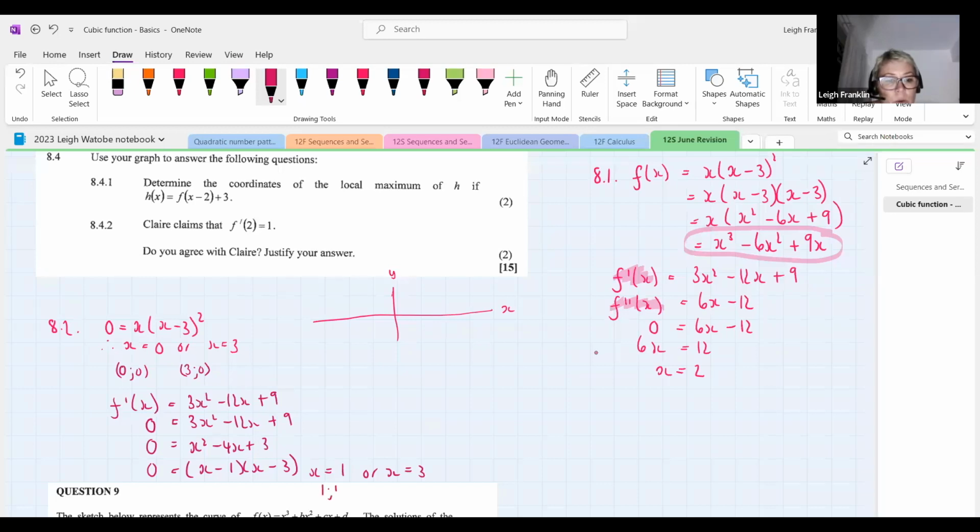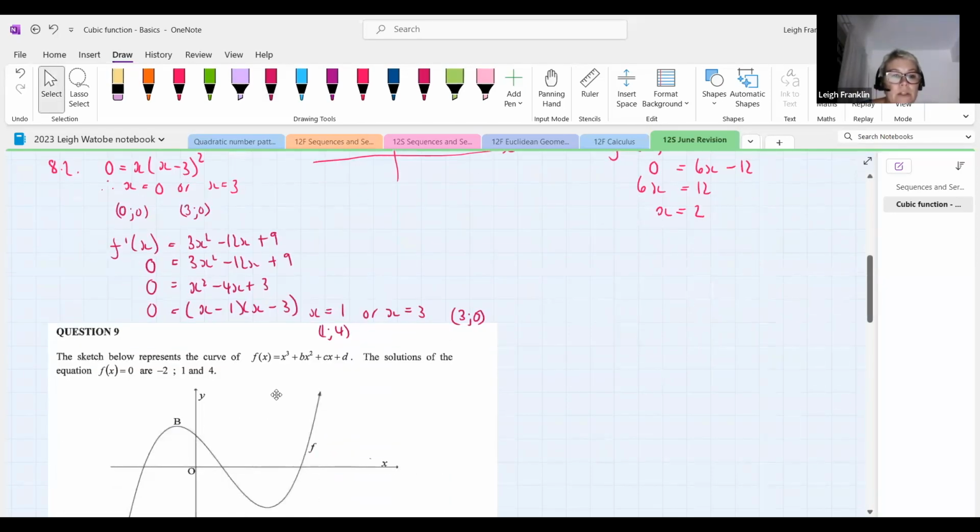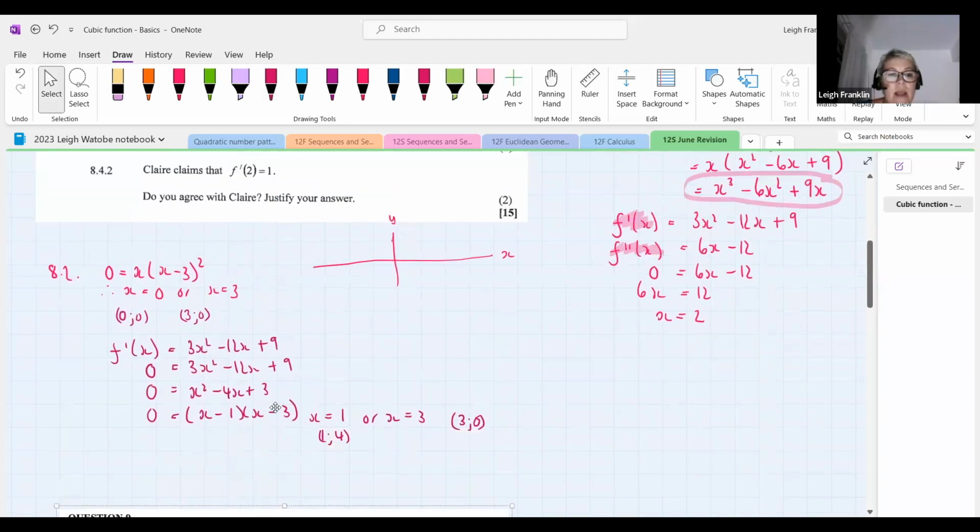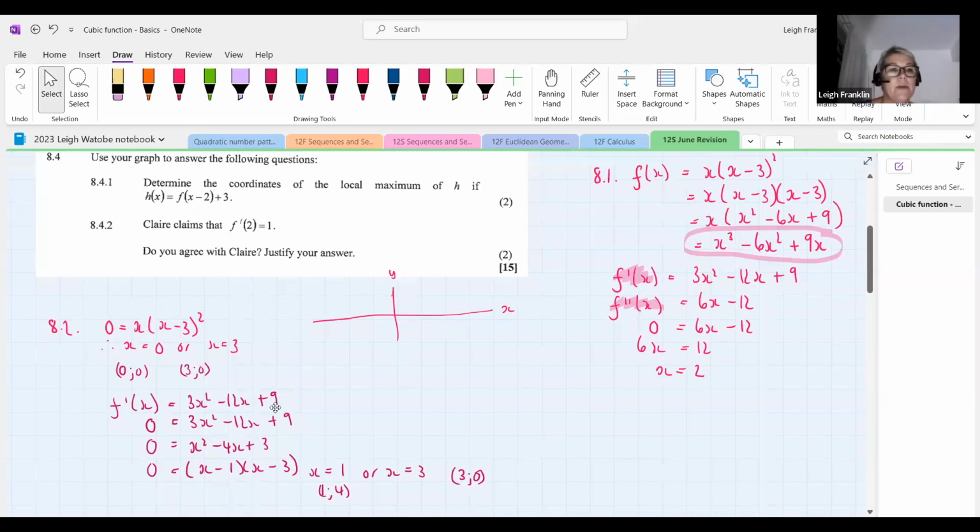We know that when 1 went in, 4 came out because we knew that from what they gave us. 3 also happens to be an x-intercept, so we know that that would be (3;0). All that remains for us, let me just move this one down, is for us to draw the function. I'm going to do that now. Is everybody okay with 8.1 and 8.2? Are there any questions on 8.1 and 8.2 before I go ahead and draw the graph?